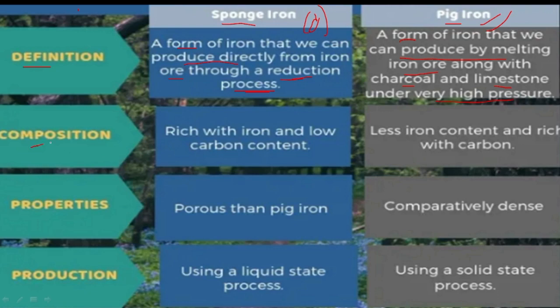And we will be discussing the composition. The composition of sponge iron is rich in iron and low in carbon content, and pig iron has less iron content and is rich in carbon. The properties: sponge iron is more porous than pig iron, and pig iron is comparatively denser. And production, how this sponge iron is produced: it is produced using a liquid state process, and pig iron is produced using a solid state process.